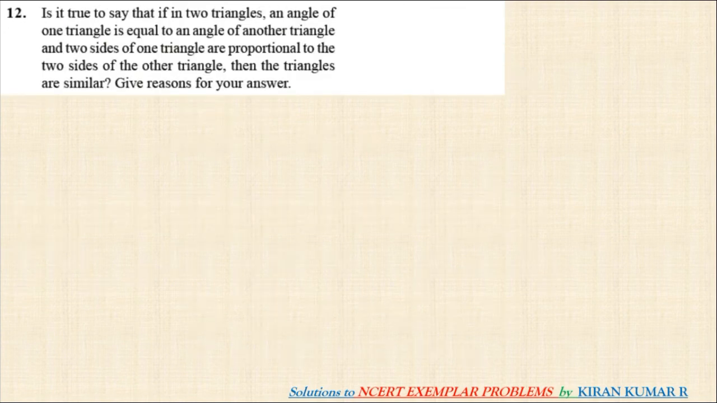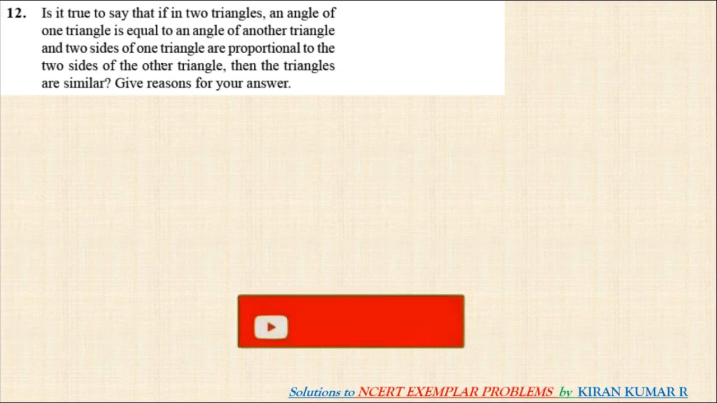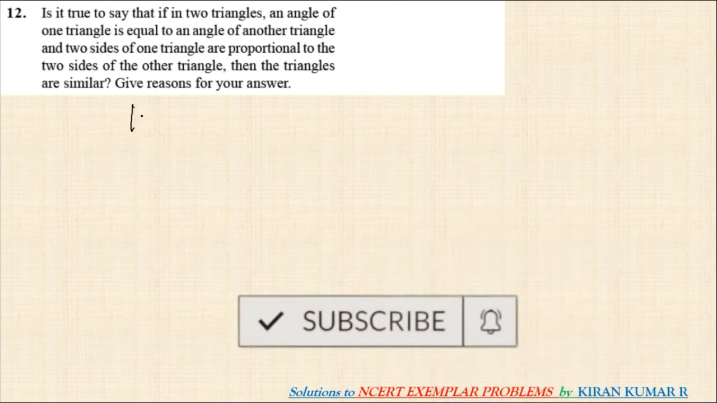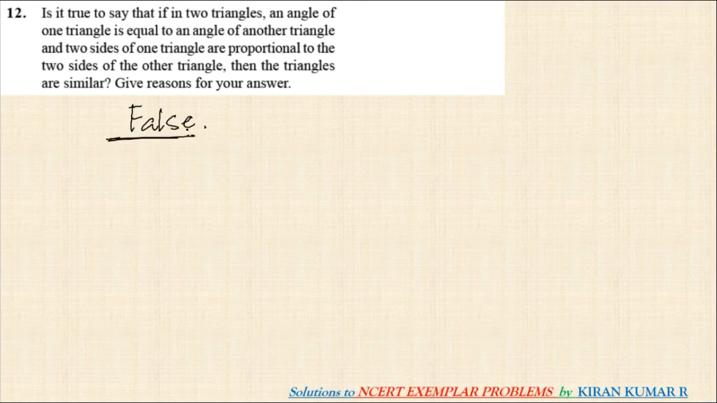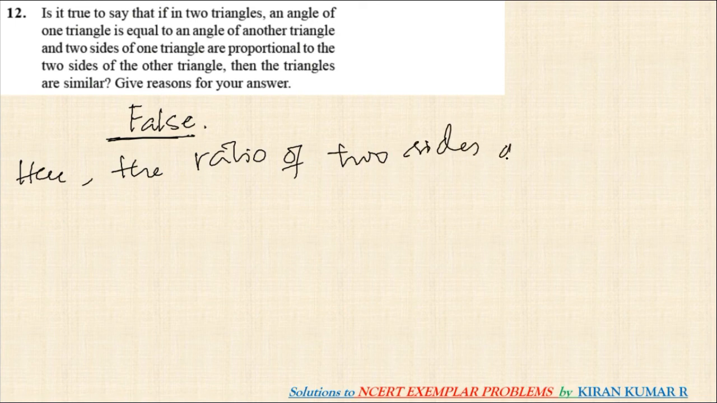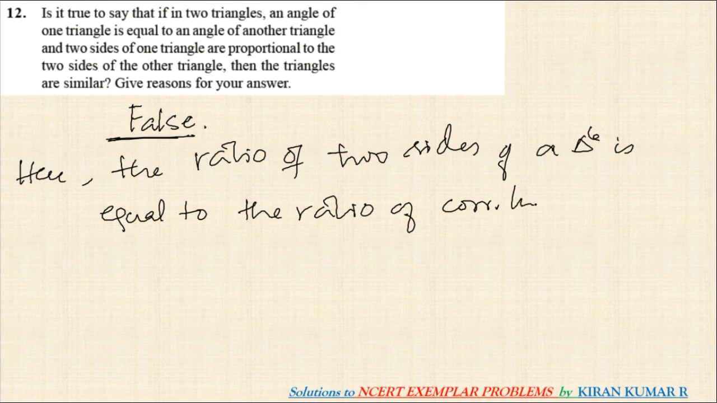Question number 12, it's the last question of the exercise. Is it true to say that if in two triangles, an angle of one triangle is equal to an angle of another triangle, and two sides of one triangle are proportional to two sides of the other triangle, then the triangles are similar? Give reason. This statement is a false statement. The reason is, here the ratio of two sides of a triangle is equal to the ratio of the corresponding two sides of another triangle.